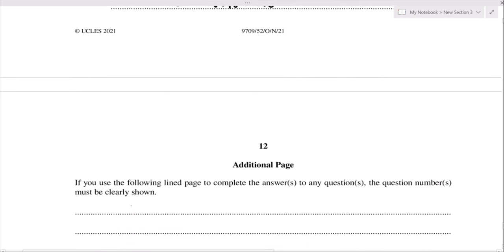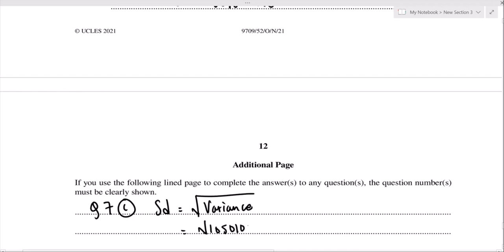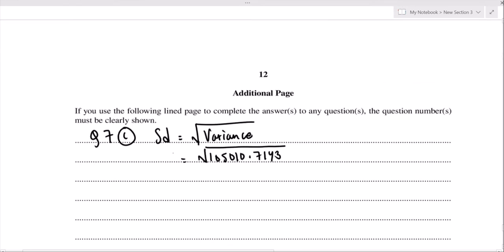But what we actually need to find is the standard deviation. So let's do it on the additional page. So this is question 7, part C. So we're looking at the standard deviation, which is going to be root under variance. And we already have the value for the variance, 105,010.7143. Now this gives us the value of the standard deviation at 324.054. Alright, this concludes the question number 7, and this brings us to the end of this set.